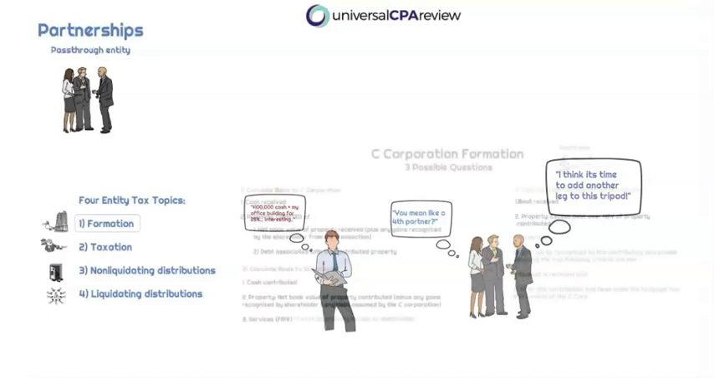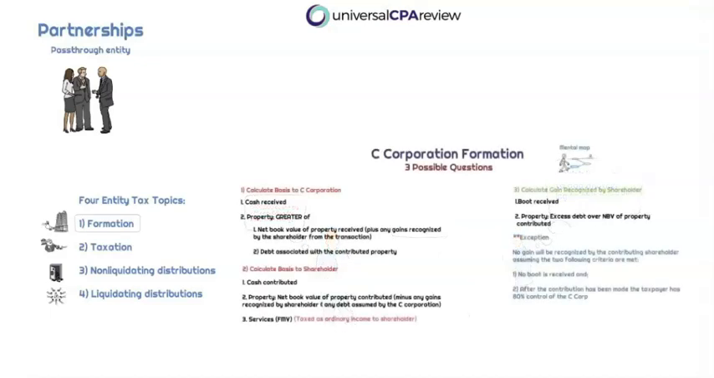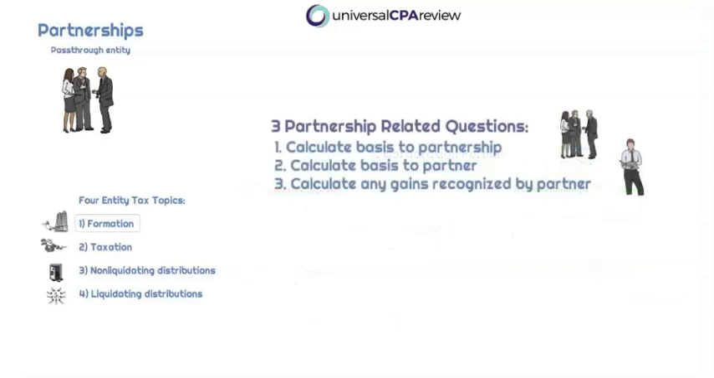So we mentioned that on the exam, the formation of a corporation is going to come in the form of three different types of questions. They can ask you to calculate the basis to the corporation, the basis to the shareholder, or calculating any gains recognized by the shareholder. Okay, so technically these three questions could be asked for the formation related questions for a partnership. It could technically ask you to calculate the basis to the partnership upon the initial contribution. They can ask you to calculate the basis to the incoming partner, or they can ask you to calculate any gains recognized by a partner.